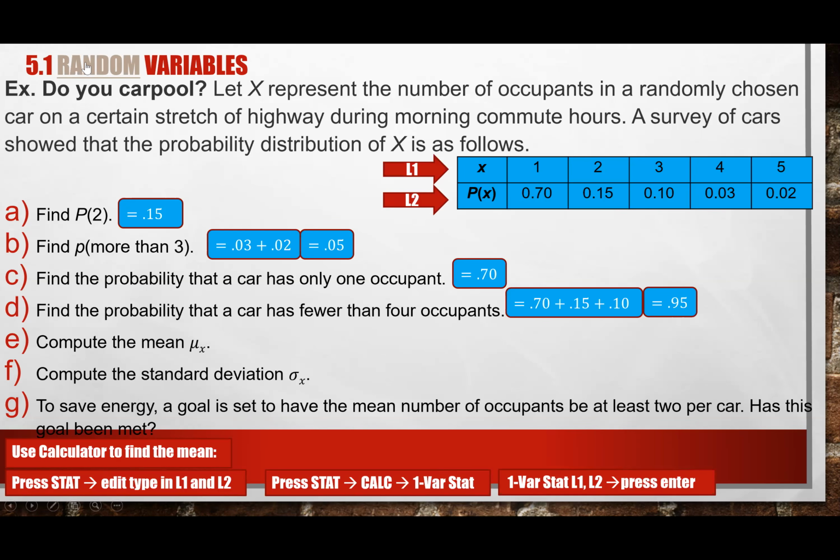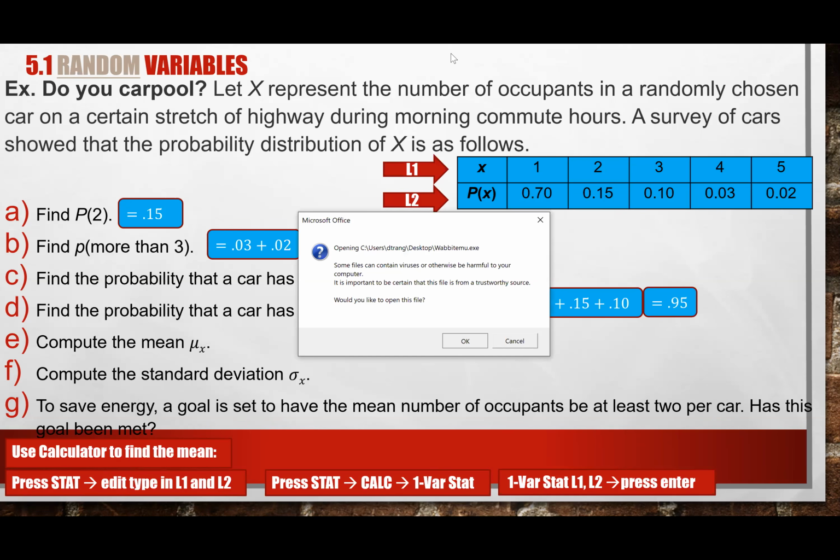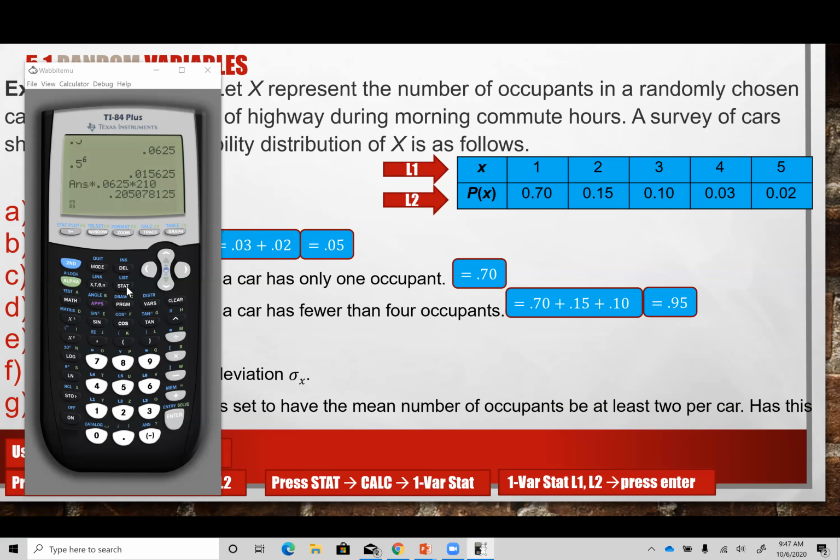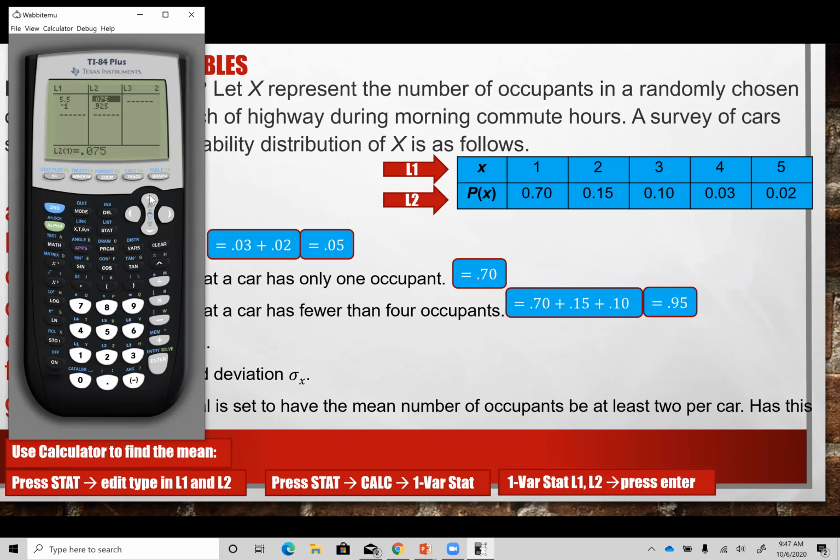So let's take a look at this calculator that I have. Reminder, ladies and gentlemen, if you hit stat and then edit, this is what we have. When you edit, if you have your data and you want to clear your L1 or L2, you highlight your L1, hit clear and then enter to clear L1, or vice versa for L2, you hit clear and then enter.